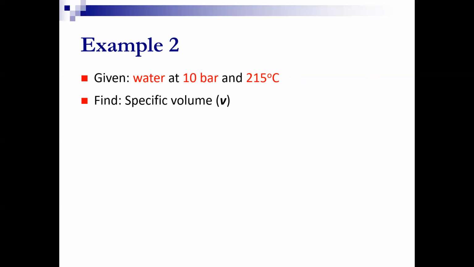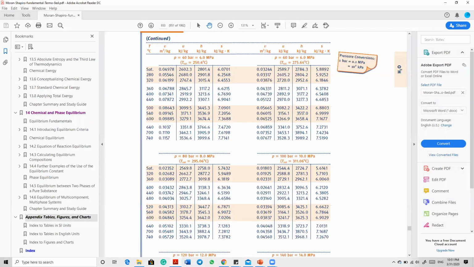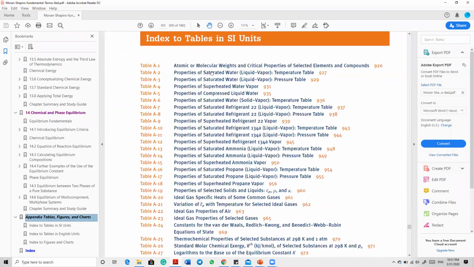My solution, again, step one is to define what the phase of the material is. To do that, I need to go back to the table of saturated water. Here, I'm given the pressure and temperature. I'll look for the saturation table based on the pressure. Let me go to my textbook. I go to the appendix to find the table: properties of saturated water based on pressure, page 929.